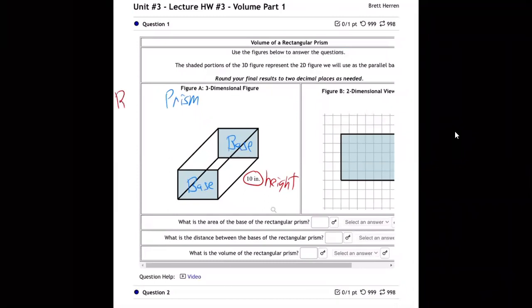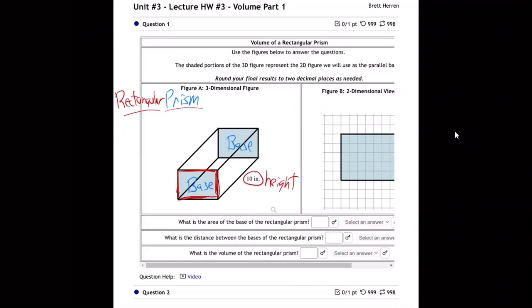This is a rectangular prism. Why? Because the base is a rectangle, isn't it? This shape right here, this is a rectangle. So the base is a rectangle. This is a rectangular prism.